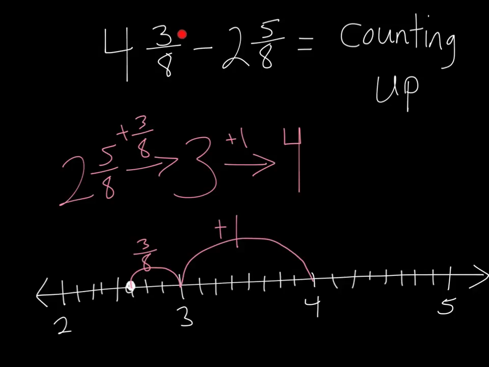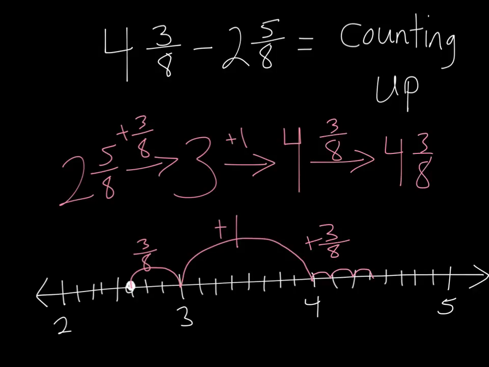And now I need to arrive at 4 3/8. So I need to add 1, 2, 3/8 more. To get from 4 to my final answer, 4 3/8, I need to add an additional 3/8. Now all I want to do is add these three parts together, 3/8 plus 1 whole plus 3/8, and I get 1 whole and 6/8, which is my final answer. That represents the difference between 4 3/8 and 2 5/8, the space between them.